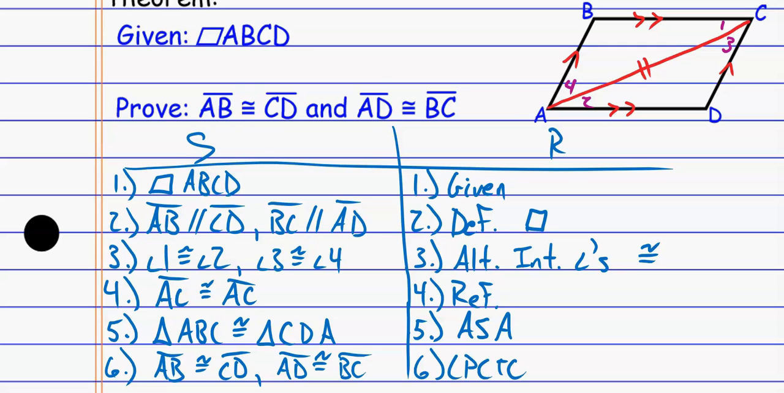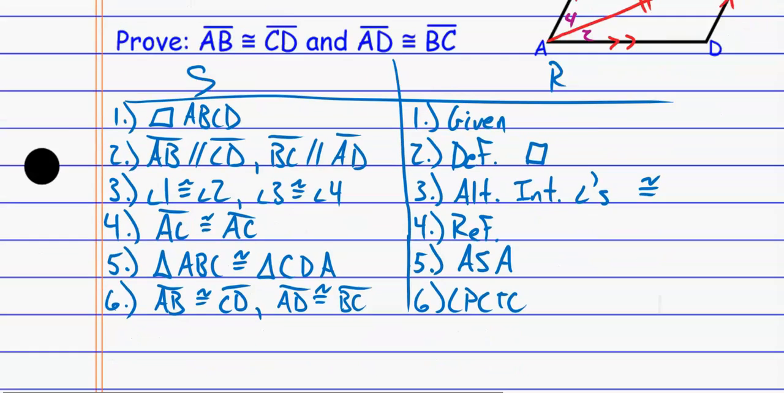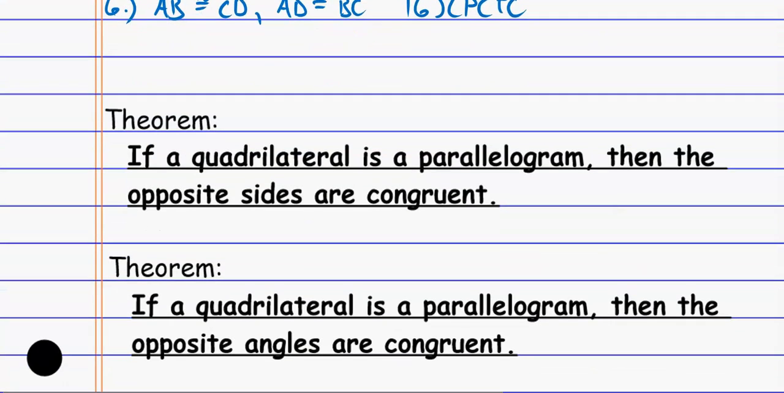Okay? If the triangles are congruent, then their parts are congruent. All right? And that's it. So what I've just shown is that if I have a parallelogram, just knowing that this is a parallelogram, yeah, I added a few things here, but knowing that it's a parallelogram, I can immediately show that the opposite sides are congruent. Okay? And so that's the first theorem we have listed here. If a quadrilateral is a parallelogram, then the opposite sides are congruent. Okay? And so that's one of the properties we have.